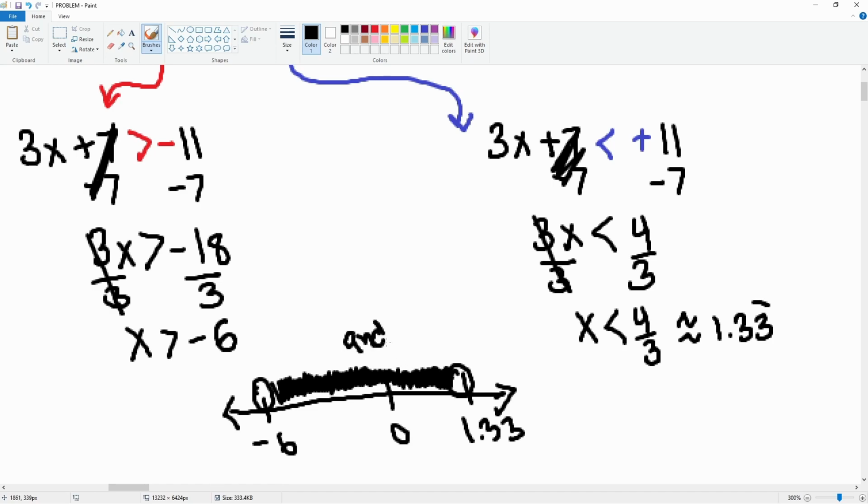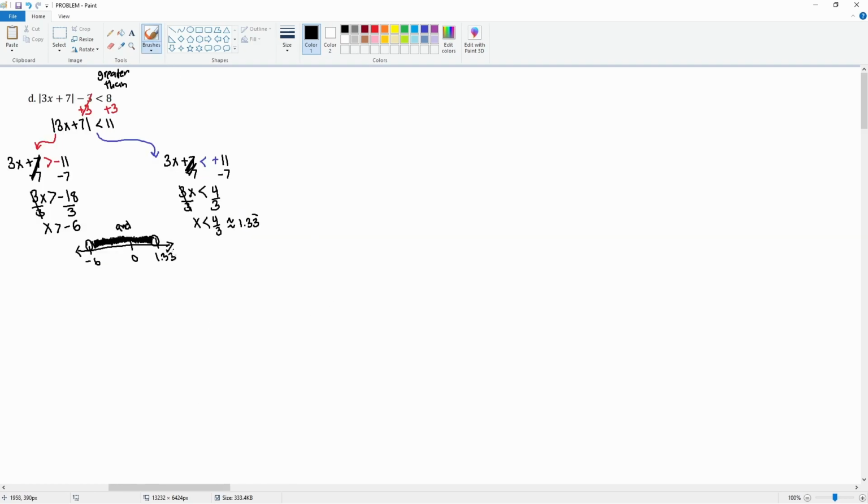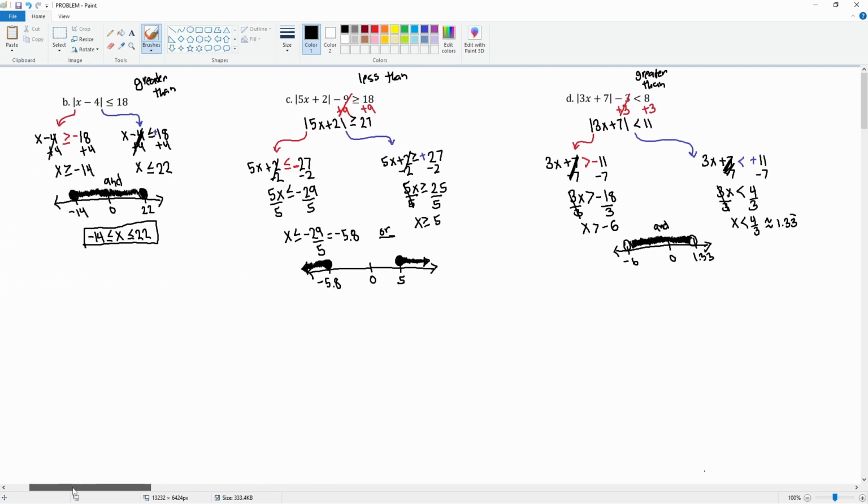This is an AND. Was I right? Yes, right? All the greater than symbols will produce an AND compound inequality. All right, so there you go.